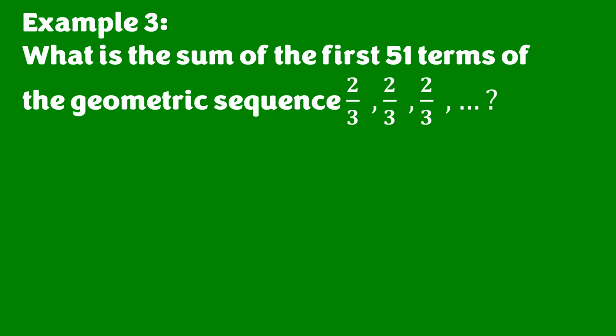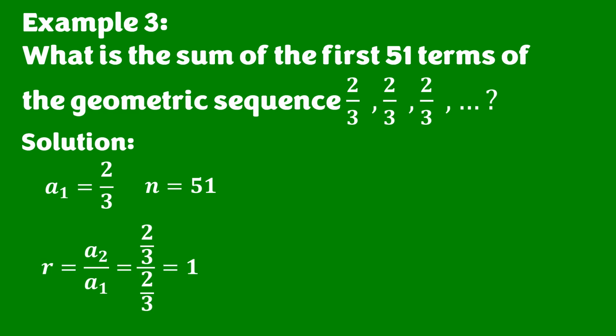For example number 3, what is the sum of the first 51 terms of the geometric sequence 2/3, 2/3, 2/3, and so on? So for the solution, a sub 1 is equal to 2/3 and the value of n is 51. So we're going to solve for the value of r. r is equal to a sub 2 divided by a sub 1, and that is equal to 2/3 divided by 2/3. So 2/3 divided by 2/3 is equal to 1. The common ratio of the given geometric sequence in example number 3 is 1.